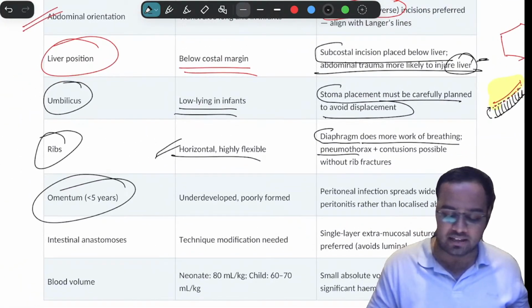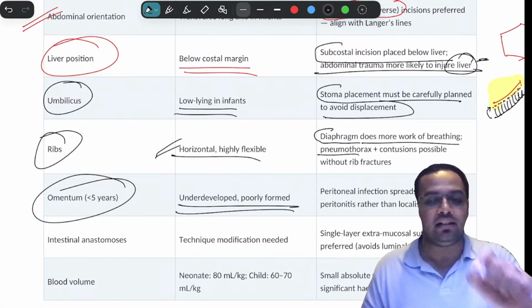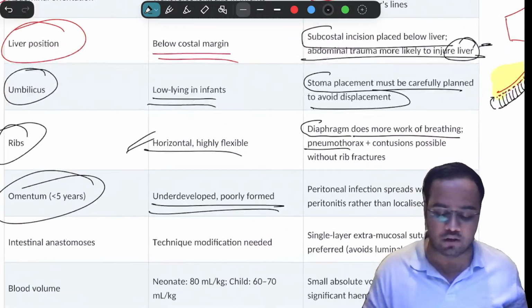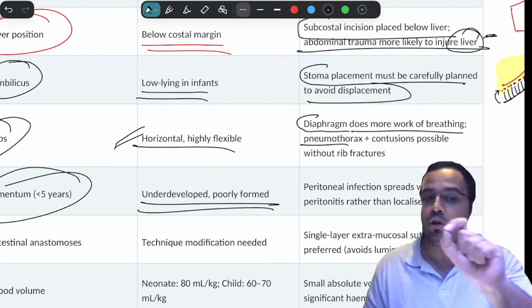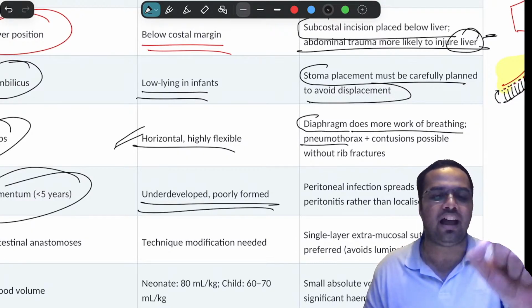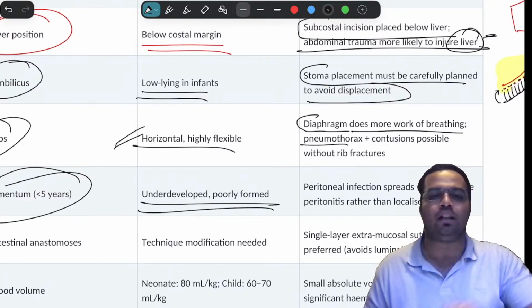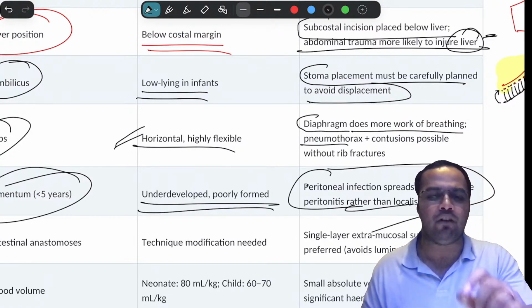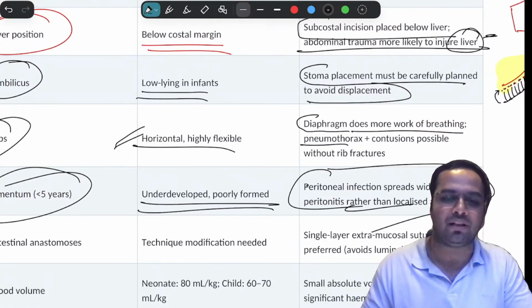Omentum. So always remember that it is underdeveloped. In adults, you know that wherever there is going to be a pathology, the omentum is going to go. It is called the policeman of the abdomen. But in a child, the omentum is not very well formed till 5 years, and that is the reason any intra-abdominal pathology is going to cause full-blown peritonitis. There is not going to be a time where there is going to be a localized peritoneal pathology.